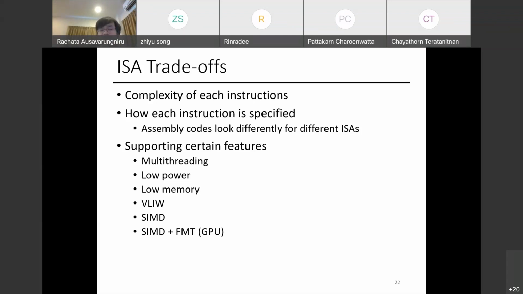I can write an ISA to support it. I can write an ISA to support SIMD and fine-grained multi-threading at the same time, which is basically the GPU that you buy nowadays.